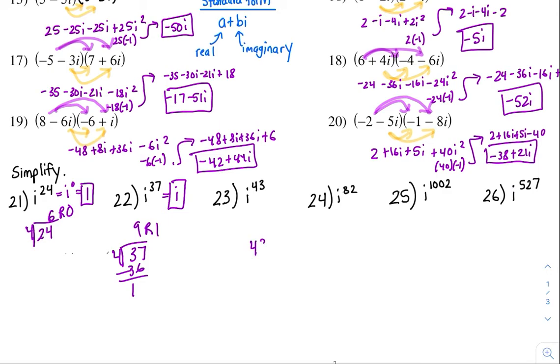23, sorry, divide this by 4. 4 goes into 23 5 times, remainder is 3. So this has an i power of 3, and you guys know from your notes, i to the third is negative i. If you don't believe me, here are your guys' notes on it. i is equal to i, i squared equals negative 1, i to the third is equal to negative i, and i to the fourth is equal to 1.